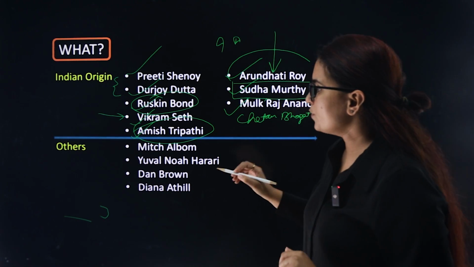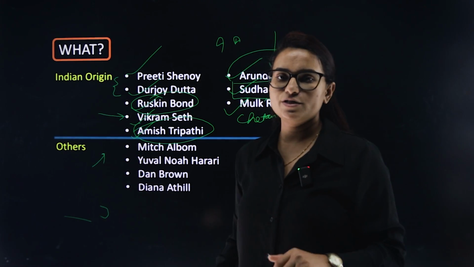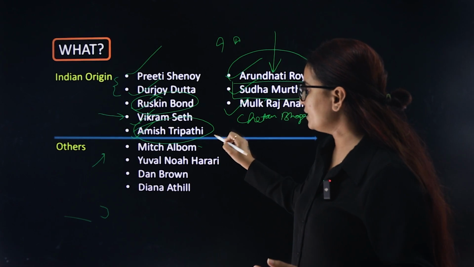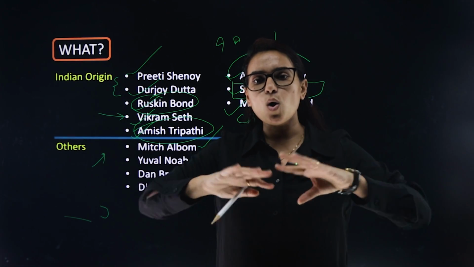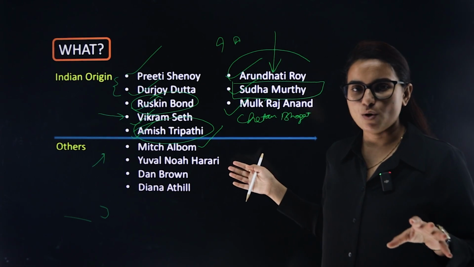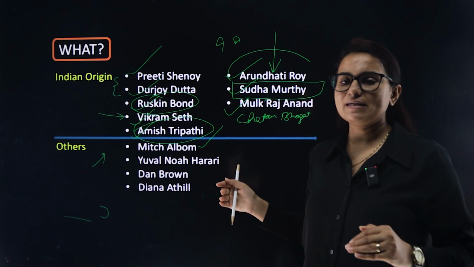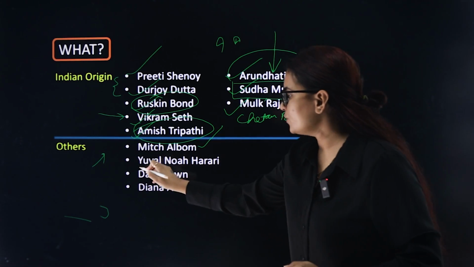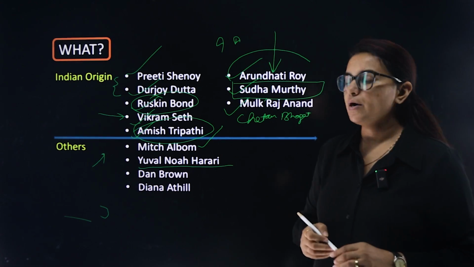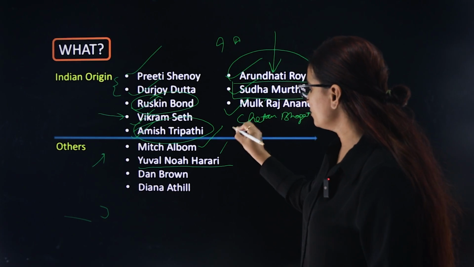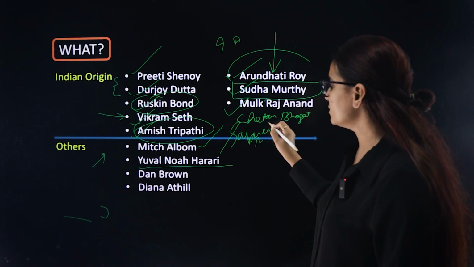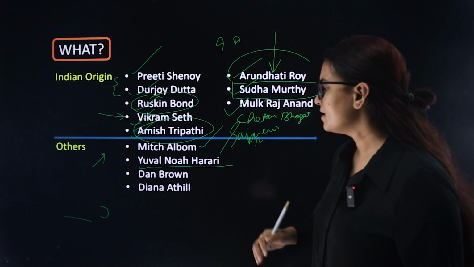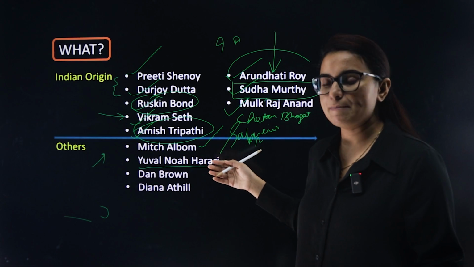Apart from that, if you want to try writers from other countries, you can read Mitch Albom. My all-time favorite. I have read all the books that Mitch Albom had to offer. All the books that he has written till date, I've read all of them. Then you have Yuval Noah Harari. You might have heard about the book Sapiens. Sapiens is one of his bestsellers. All of his books are bestsellers, but this is the one which people remember him by.